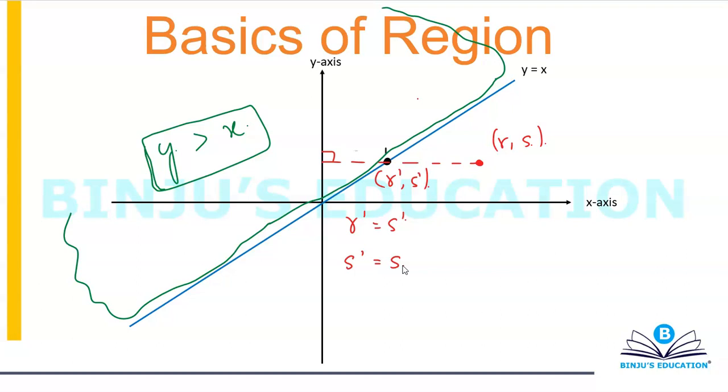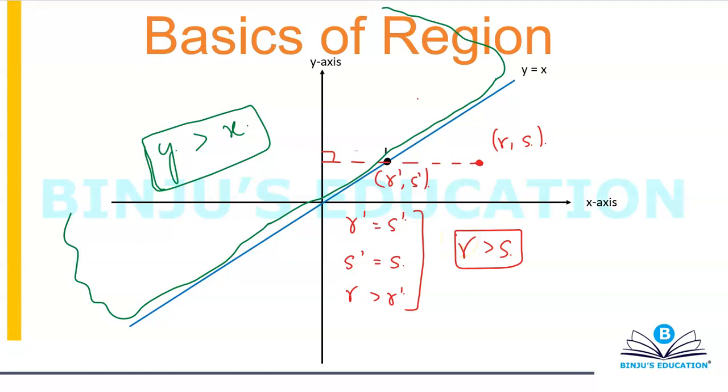Secondly, if you are moving towards your right, can I say your x coordinate will increase? Because whenever you move right, x coordinate increases. Whenever you move left, x coordinate decreases. So if x coordinate is increasing, then can I say r will be greater than r dash? So combine these three and you'll get the conclusion that r is greater than s. R is greater than s.